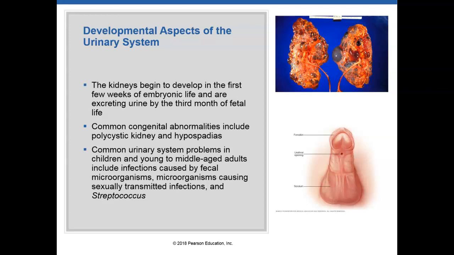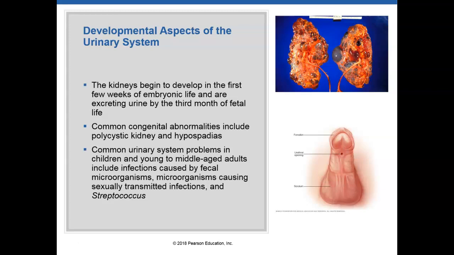So there are certain developmental aspects of the kidneys that are anomalies. Our kidneys start to develop within the first few weeks of embryonic life. By week 8, all of our organs have started developing. They're just going to be maturated. So we basically have a urinary system by week 8, and it starts functioning around week 13 or 14.